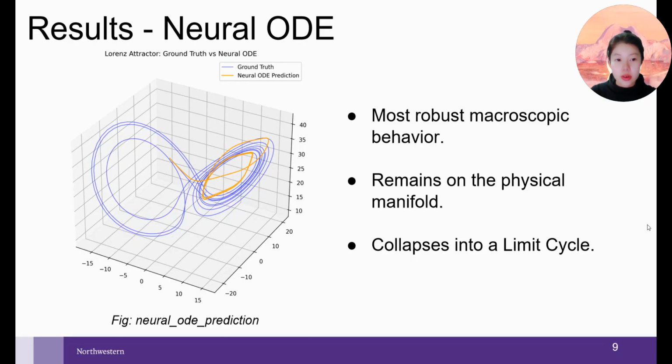If you trace the orange line, you'll see that instead of randomly switching back and forth between the two lobes like a true chaotic system, it gets stuck tracing just one lobe over and over. It collapses into a stable limit cycle.